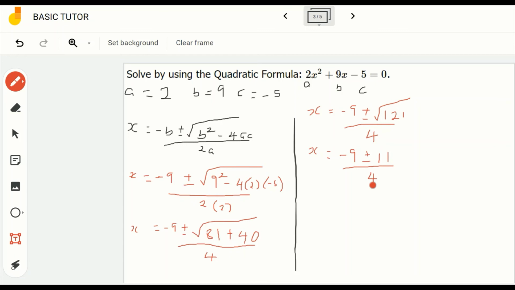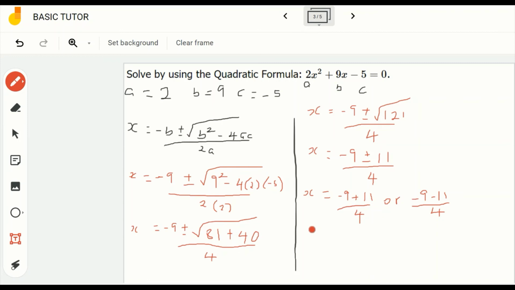So now to get our final answer, we have to split this into two equations because of this plus or minus. So therefore we can say that our x is equal to minus 9 plus 11 over 4, or minus 9 minus 11 over 4.